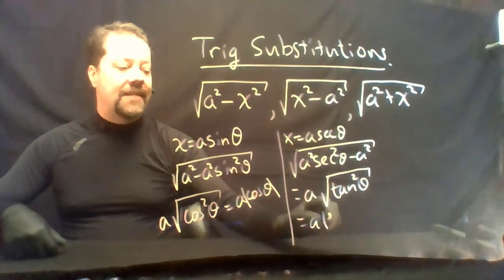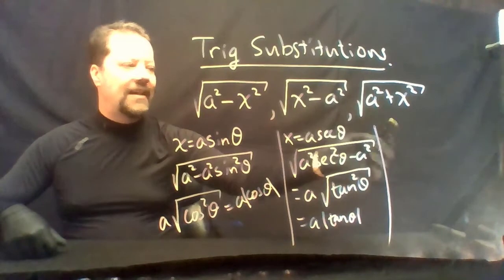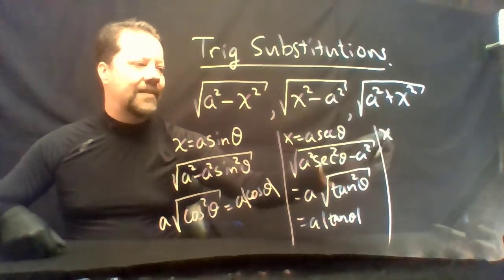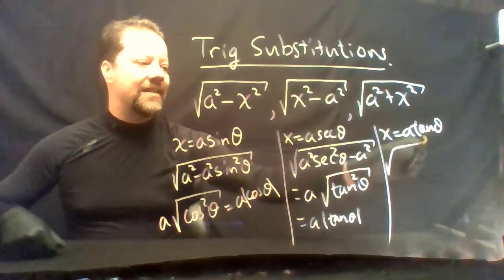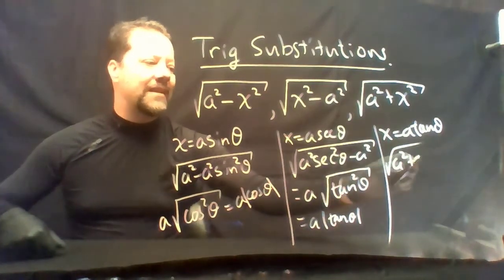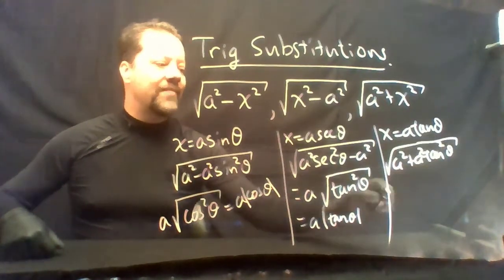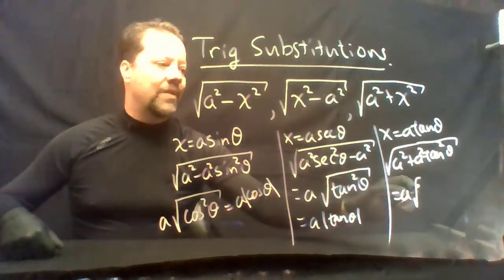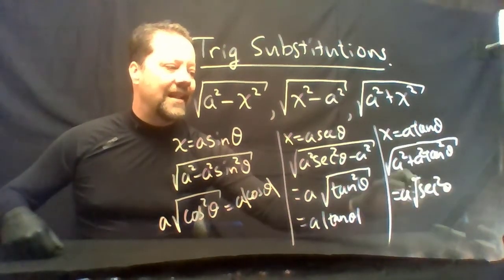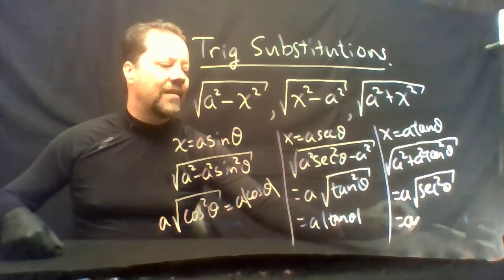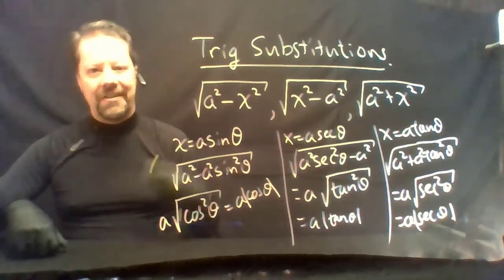So you get a times the absolute value of tangent theta. In the last case, x is going to be a tangent theta, because in this case you get a squared plus a squared tangent squared theta. The a comes out. You get the square root of 1 plus tangent squared is secant squared theta. And so you get a times the absolute value of secant theta.